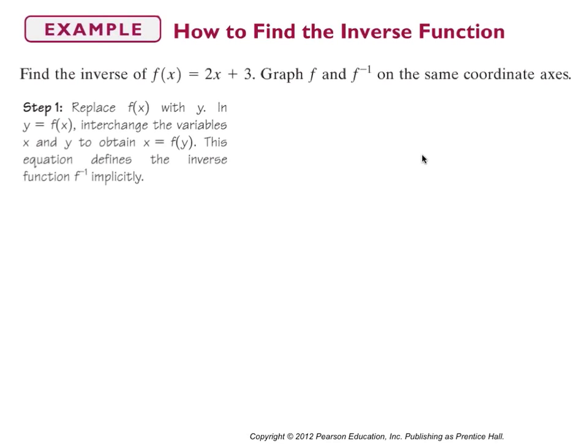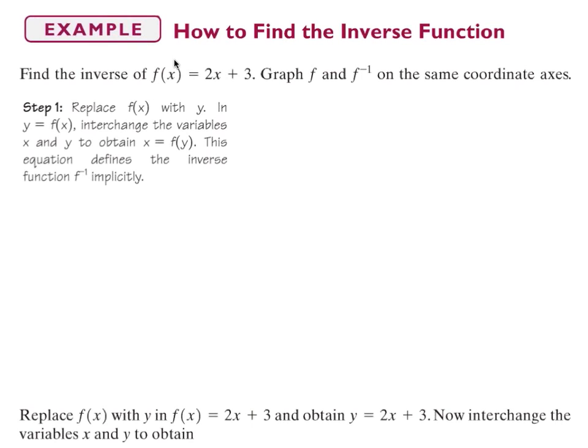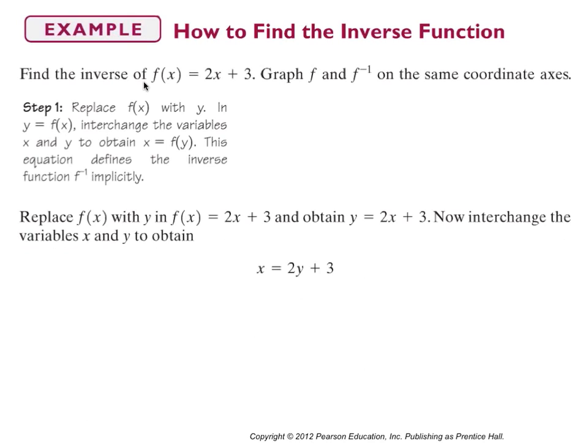In order to find our inverse, the first thing, my suggestion, is to ignore this f of x and just think of it as y, because that's really all that it is. Then everywhere you see a y in your equation, you put an x. Everywhere you see an x, you put a y. So basically you flip-flop your x's and your y's, and then you just need to solve for y. In our case, we would have y equals 2x plus 3, and then we'd flip our x's and y's around, so we'd be left with x equals 2y plus 3.